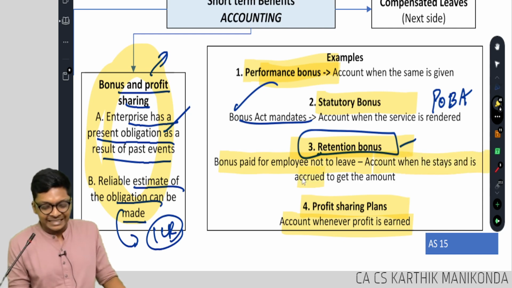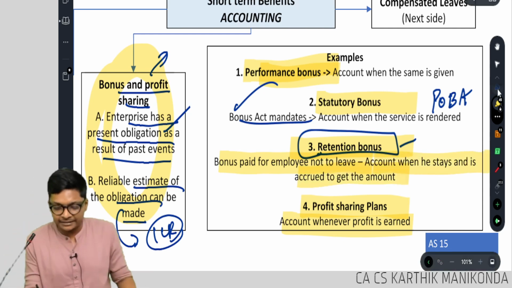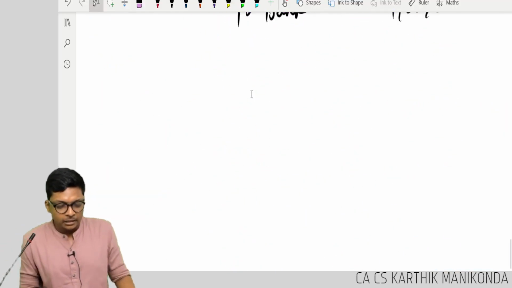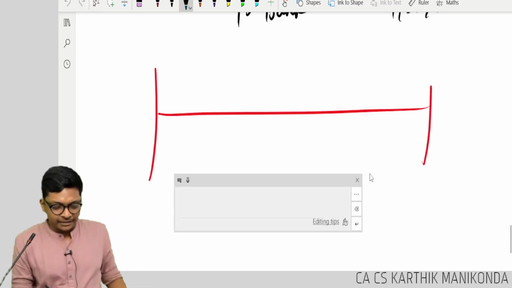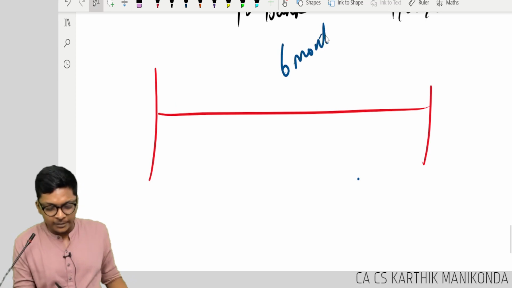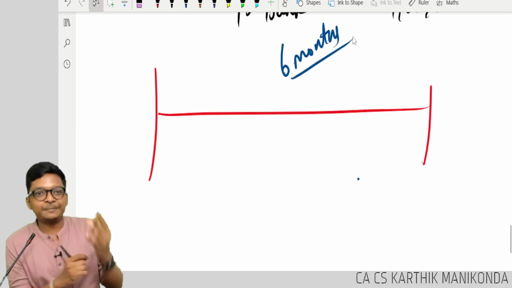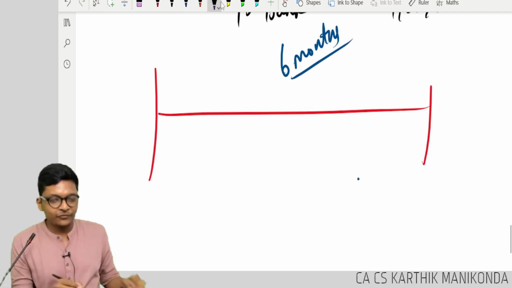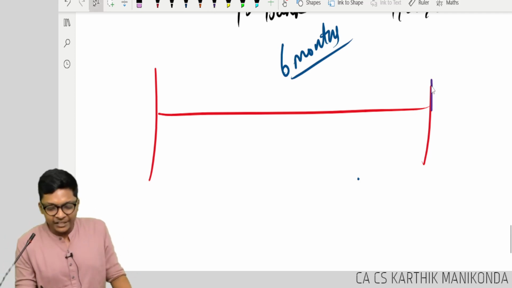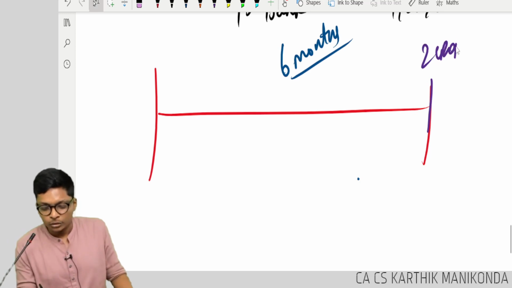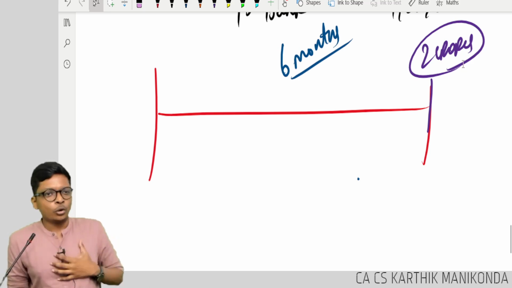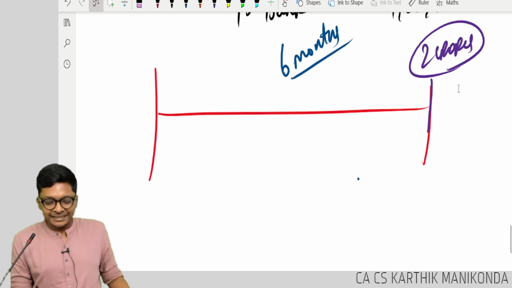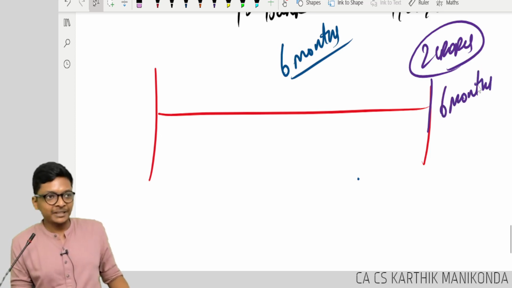Account when he stays and it's accrued to get the amount. This is very key, guys. Meaning, let's say Rajaram is saying he wants to leave. Elon Musk is saying, stay for 6 months, that's enough for me. In 6 months I will find a replacement for you. So if you stay for 6 months, I will give you 2 crores. Rajaram says, okay, fine, I will stay. He stayed for 6 months. When will he get the bonus?